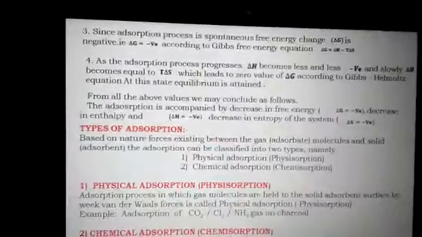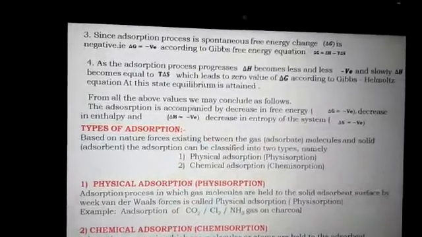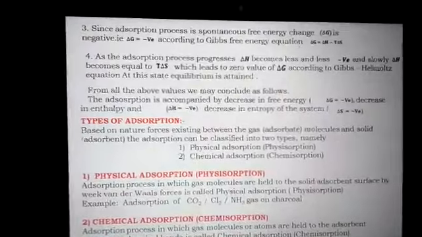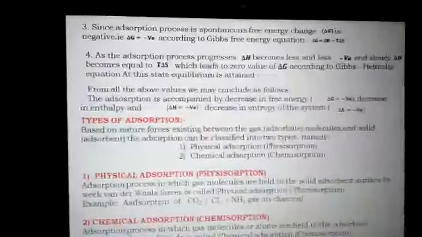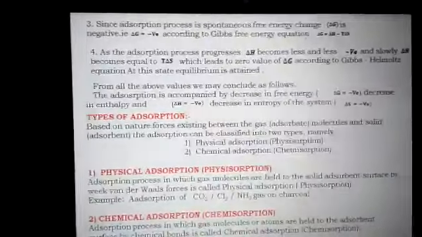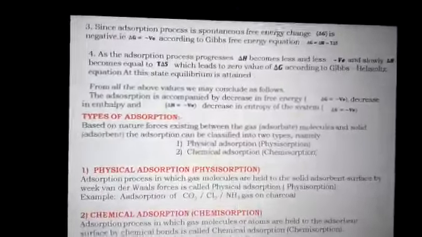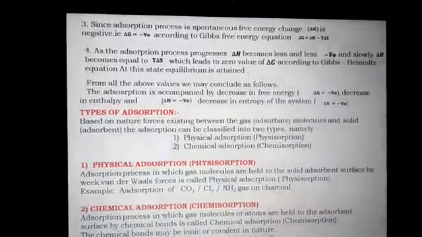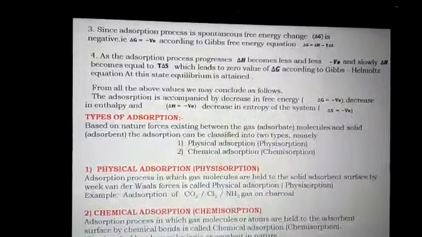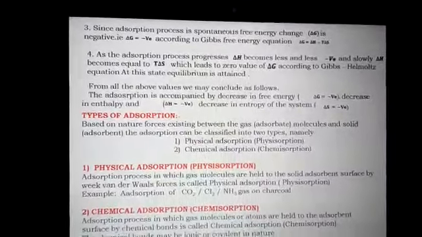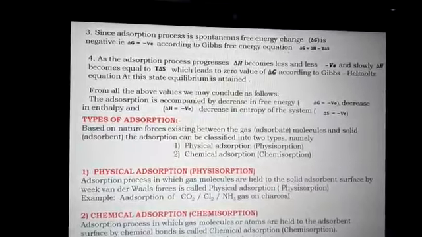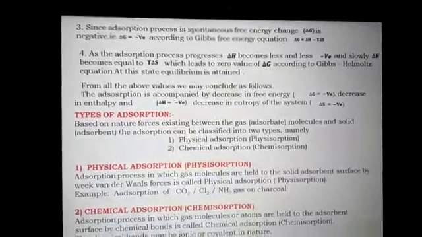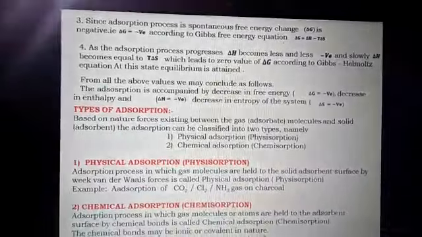Next, adsorption is a spontaneous process. Because adsorption is spontaneous, delta G is negative. Delta H is negative, delta G is negative, and delta S is also negative. Then, according to the Gibbs free energy equation, delta G equals delta H minus T delta S.